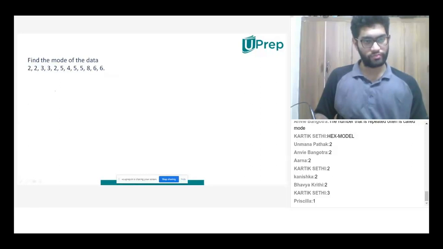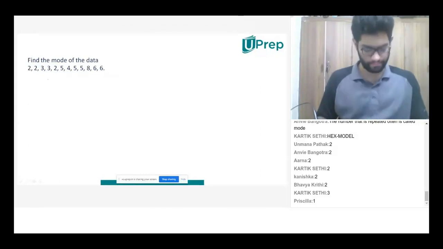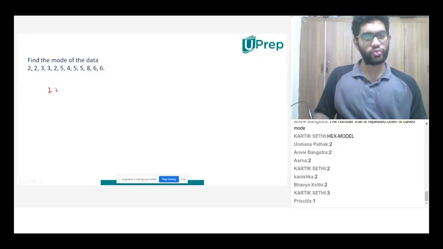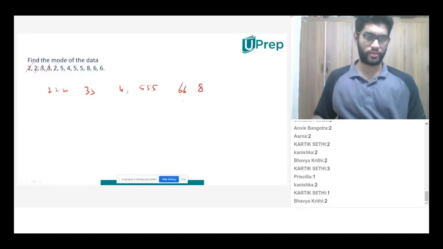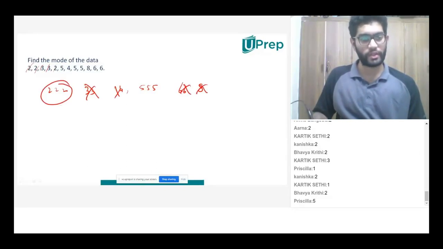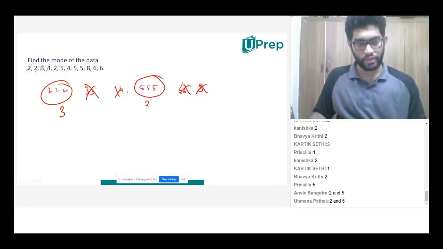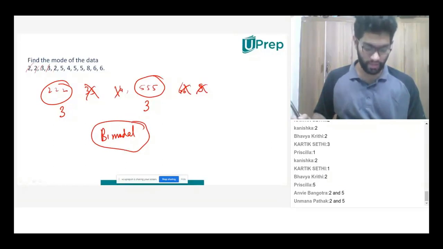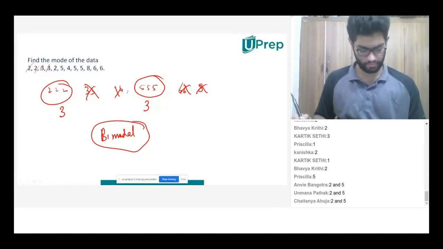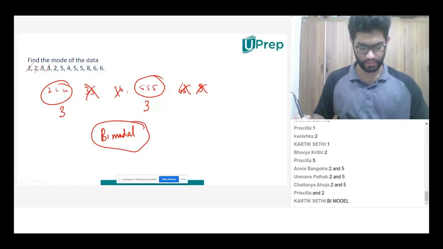It should not take time. 2, 2, 2, 3, 3, 4, 5, 5, 5, 6, 6, 8. So what is this? These are eliminated straight away because they're repeating 2 and 1 times. 2 is repeated 3 times. 5 is again repeated 3 times. It is a bimodal series. Anyone with any doubts? This is very simple. Right, 2 and 5, correct.